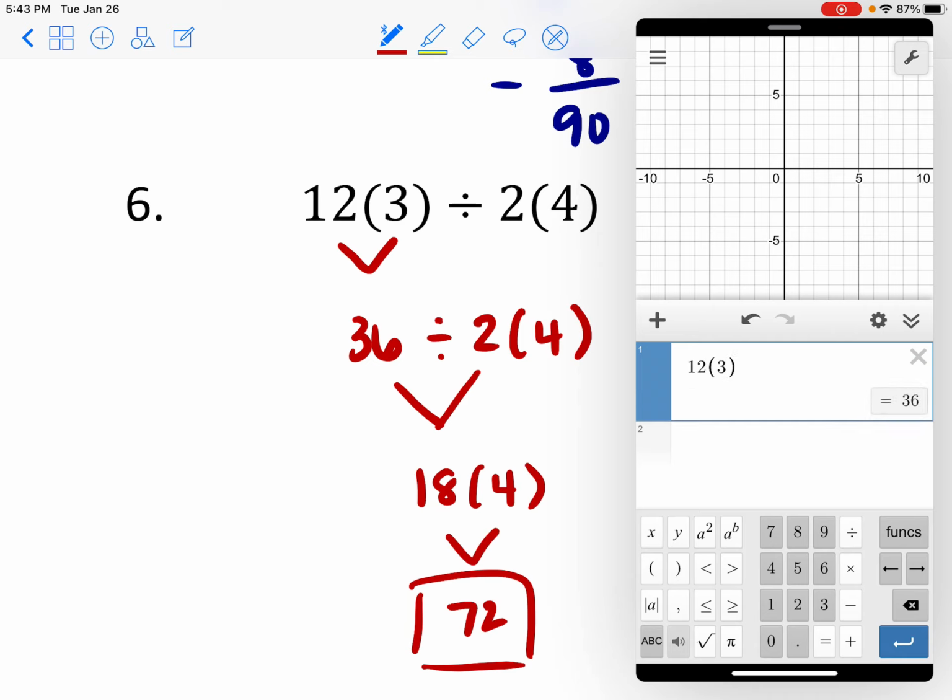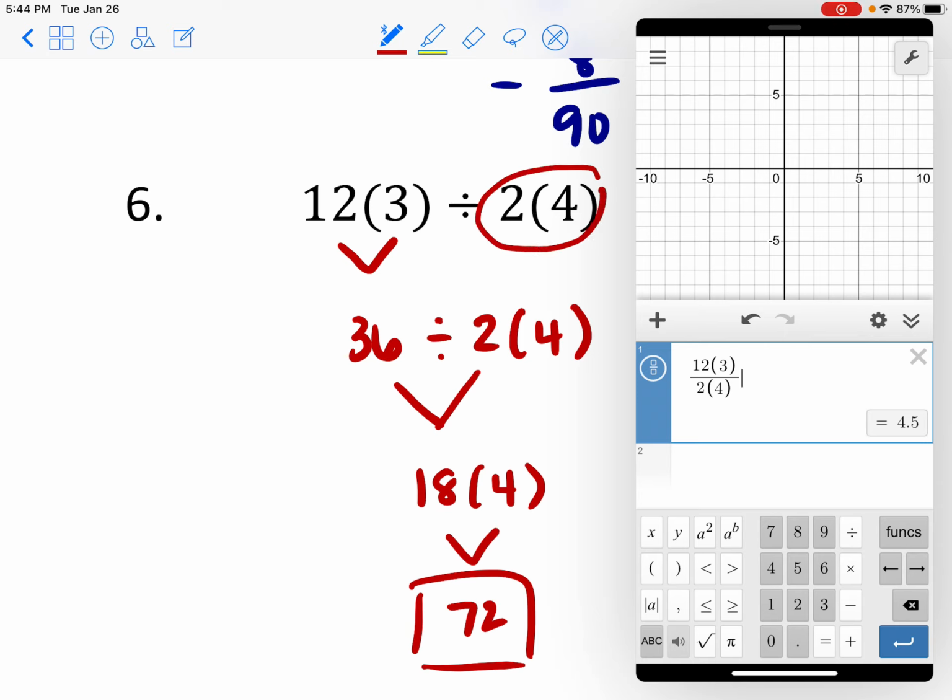So 12 times 3 divided by... that is not what I wanted to do. 2 parentheses 4. I wonder if I can make the division symbol in there. No, it's not doing what I want it to do. Because if I put 2 and 4 here, it's going to group those. And that's not what I want. So the calculator is doing what people do. It's dividing by this whole quantity, which is not what we want.